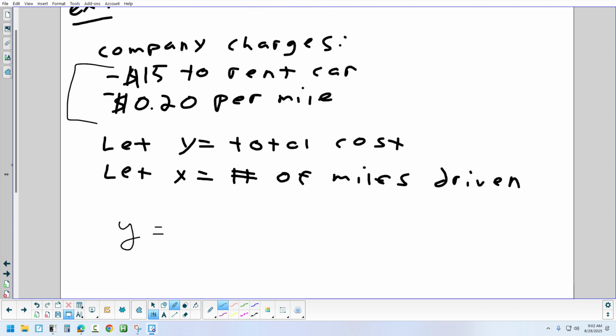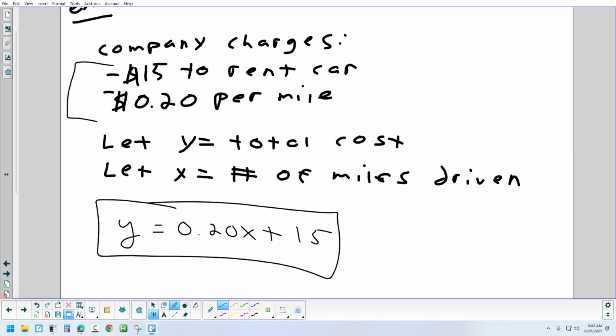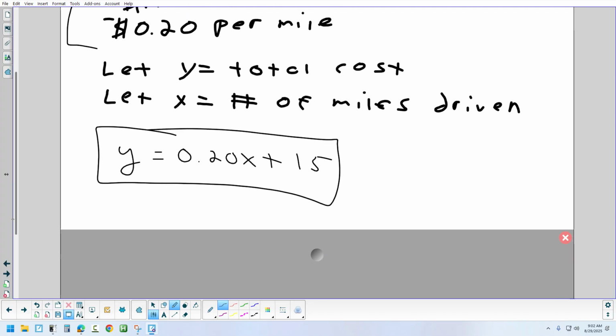Anyone think they could give me an equation using those two letters and the information up above that represents what's going on? Yep, Nick. Y equals 0.20x plus 15. Yep. So y equals 0.20x plus 15. And that's it. That's an equation, slope-intercept form in this case. But it is an equation that represents the cost to drive the car depending on how many miles you go. Any question on how we came up with that?